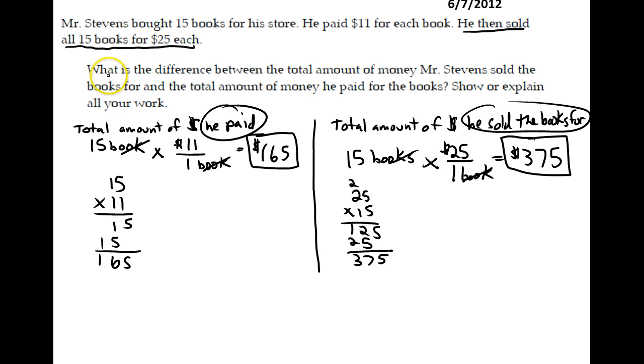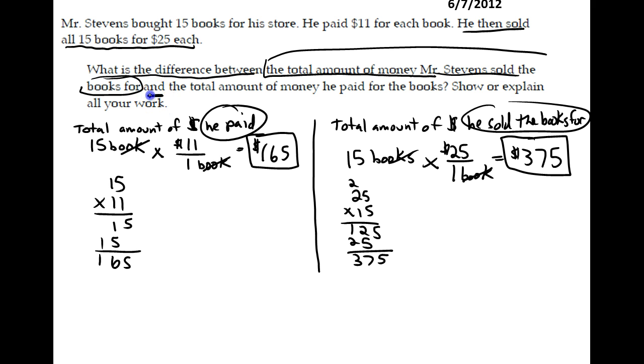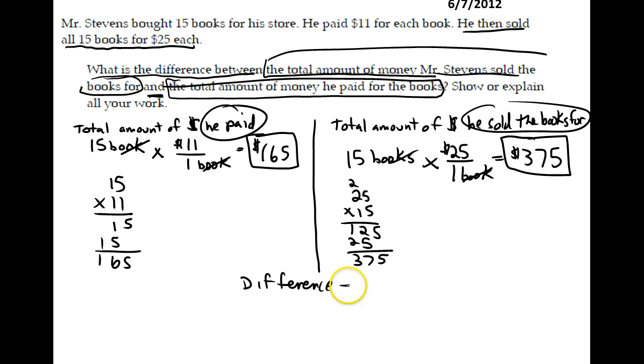He made money. And the question is, what is the difference between the total amount of money he sold the books for and the total amount of money he paid for the books? That's the question. So the difference, the word difference would be to subtract. Take the 375, subtract the 165. The units is dollars, and it's $210. That's the answer to the question.